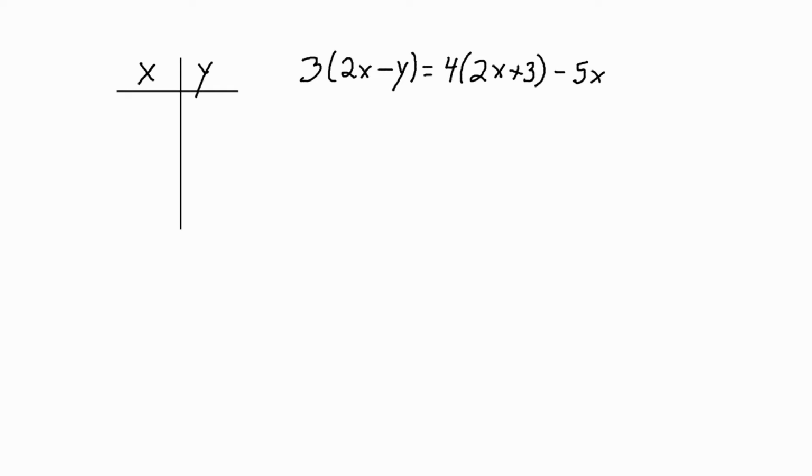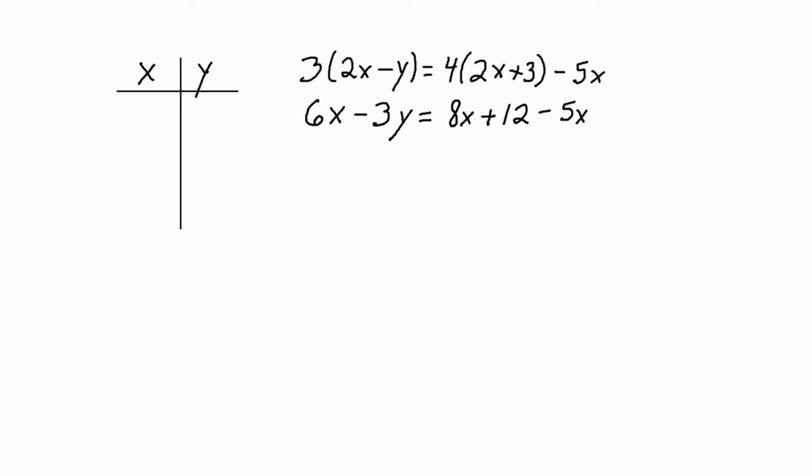My first step is to distribute the 3. 3 times 2x gives me 6x. Minus 3 times y is 3y equals 4 times 2x is 8x plus 4 times 3 is 12. And we bring down the minus 5x.